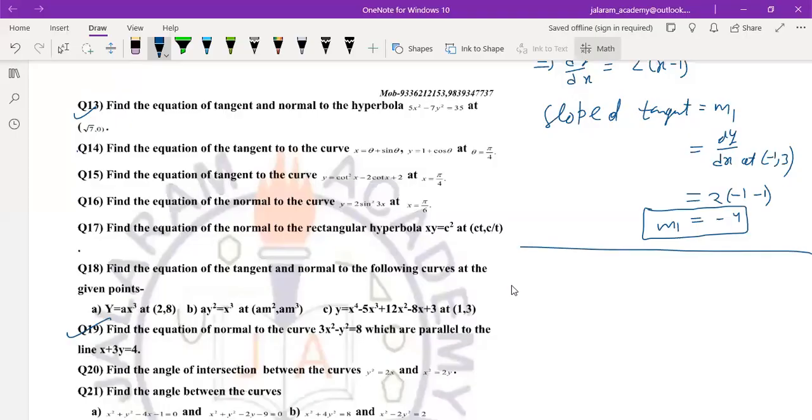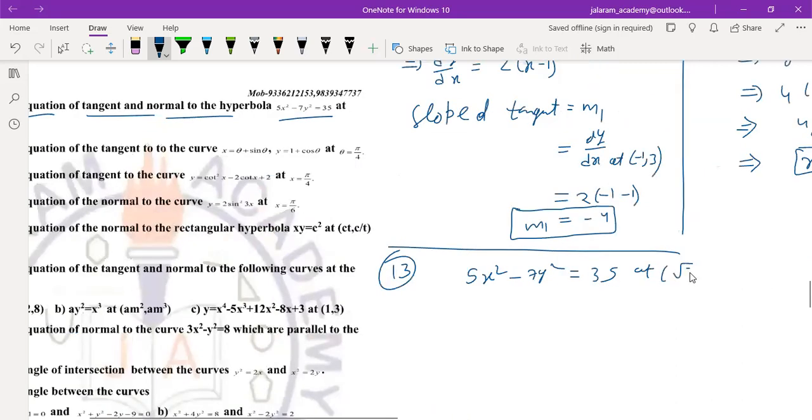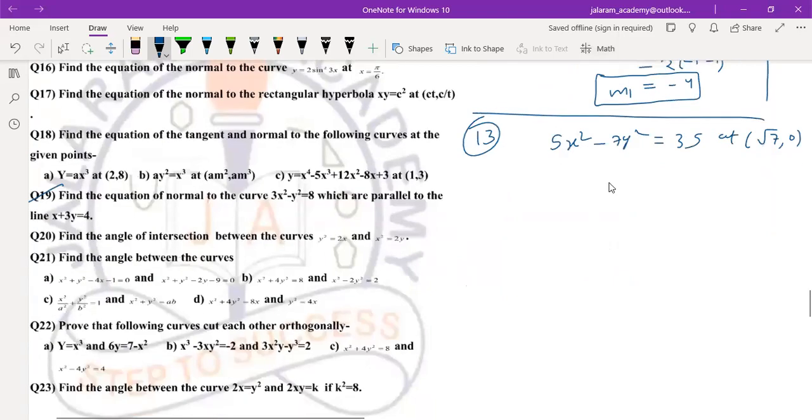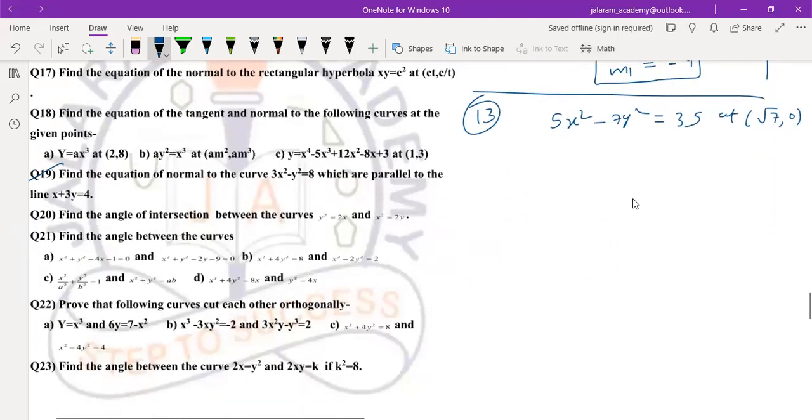So the next question we are going to discuss is question number 13. Find the equation of tangent and normal to the hyperbola. The equation of hyperbola is given as 5x square minus 7y square equals 35, and the point of contact is given as root 7 comma 0. So we have to find the equation of tangent and normal both.